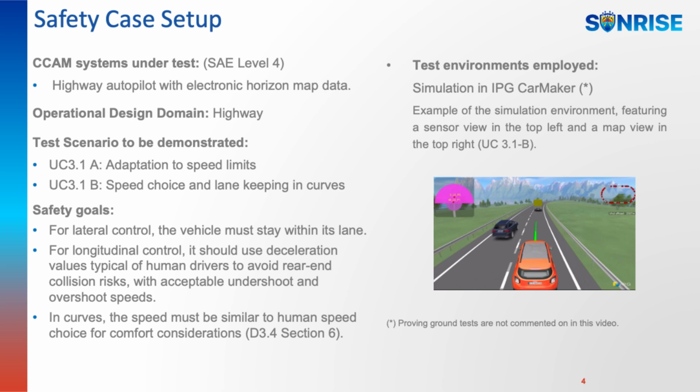The safety goals are: for lateral control, the vehicle must stay within its lane. For longitudinal control, the system should use deceleration values typical of human drivers to avoid rear-end collision risks, with acceptable undershoot and overshoot speeds. In curves, the speed must be similar to human speed for comfort considerations. See Section 6 of D3.4.